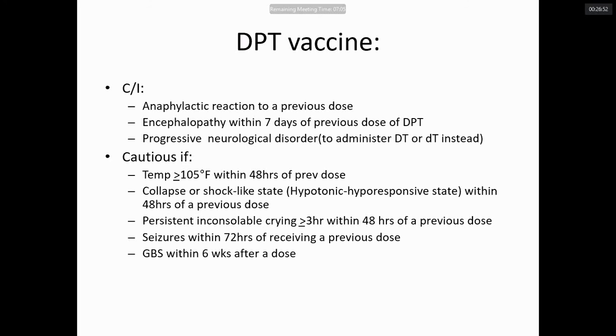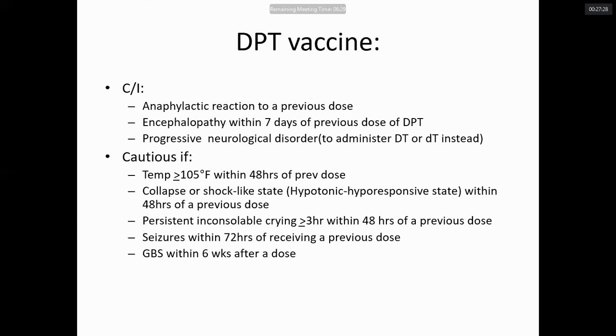The contraindications to the vaccine are anaphylactic reaction to a previous dose, encephalopathy within 7 days of a previous dose of DPT, and progressive neurological disorder. If a child has cerebral palsy, that is a non-progressive neurological disorder, so you can administer the DPT vaccine in that child. But if there is a progressive neurological disorder, then this is contraindicated. And if there was anaphylaxis with a previous dose, or encephalopathy following a previous vaccine, then these are the contraindications to the DPT vaccine.